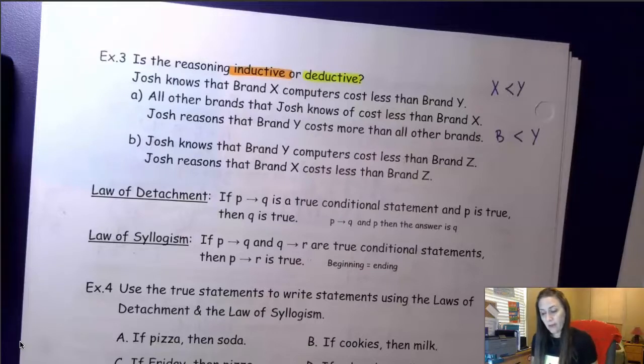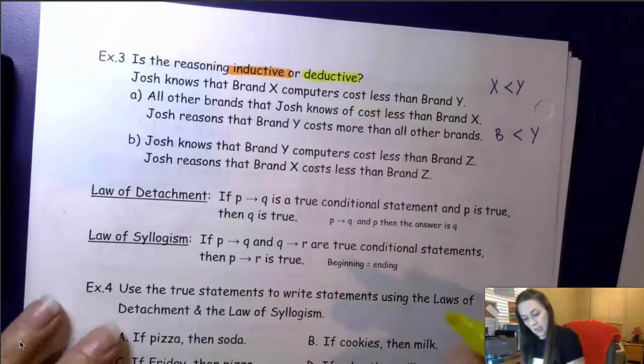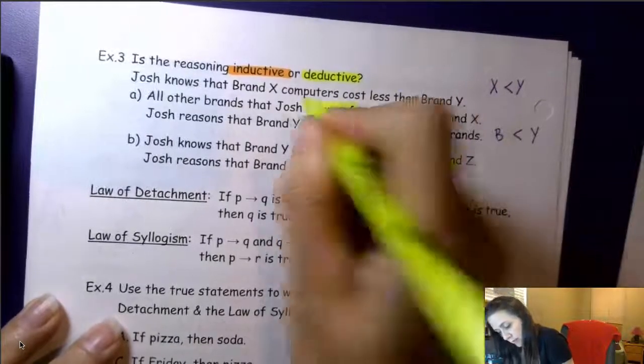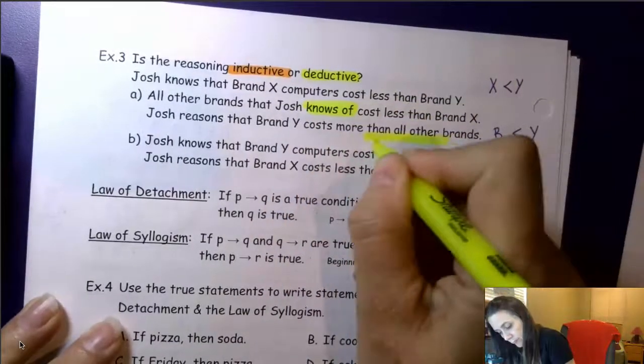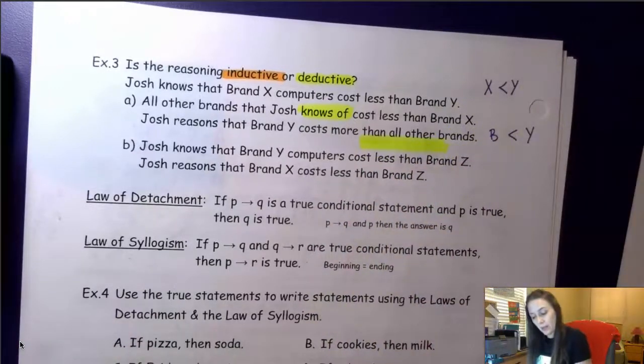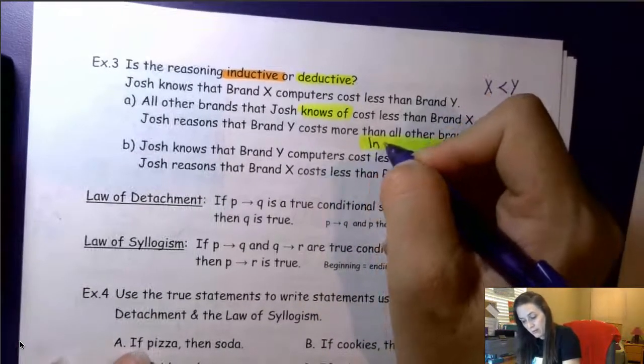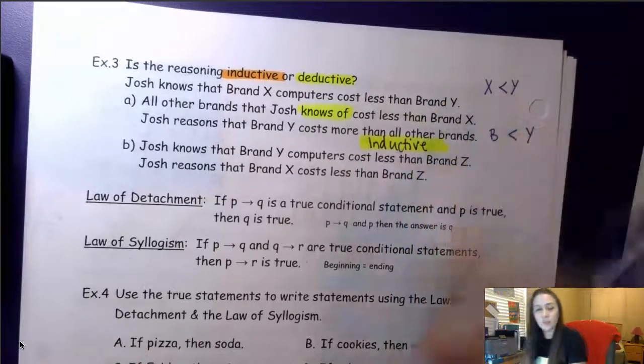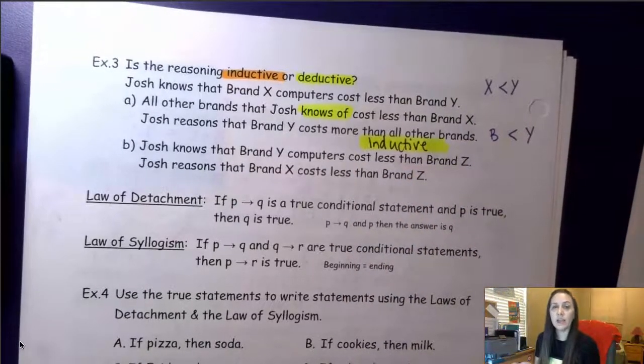Or phrase? This one I am going to say is inductive because it says that he knows of. So because it's what he knows of, there could be other ones. It's what he's observed. So it's what he's seen, it's what he's observed, it's inductive. It doesn't mean all of the other ones in the entire world for sure, it just means what he knows of, so that's what he's seen. So this one's going to be inductive.